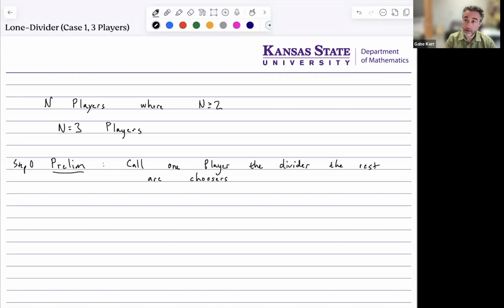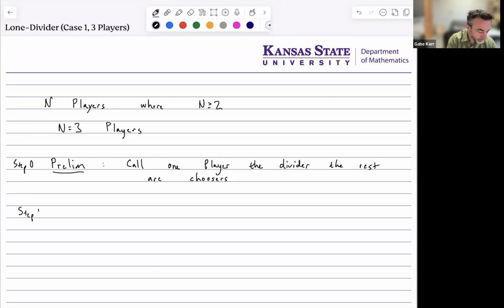Now, there's a set of assets here to be divided. That set of assets we're going to assume to be a continuous type. So we often think of this in terms of a cake, or I gave an example last time of milkshakes where you could pour a certain amount out. So that's the type of assets we're dealing with in this lone divider setup. All right, so what's step 1?